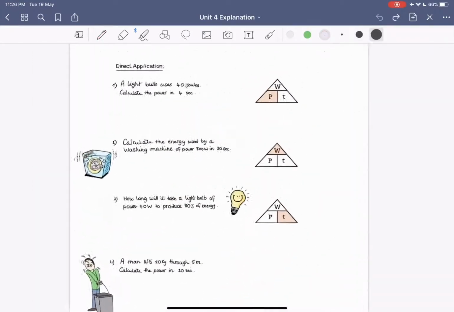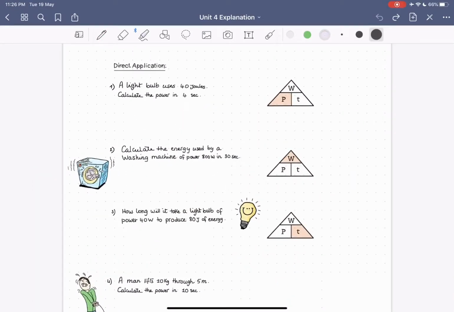Okay, now let's do some direct application of the formula that we just learned. We need to calculate the power for a light bulb that uses 40 joules in 4 seconds. So the work is given in joules and the time is given in seconds. So we can first state the formula.